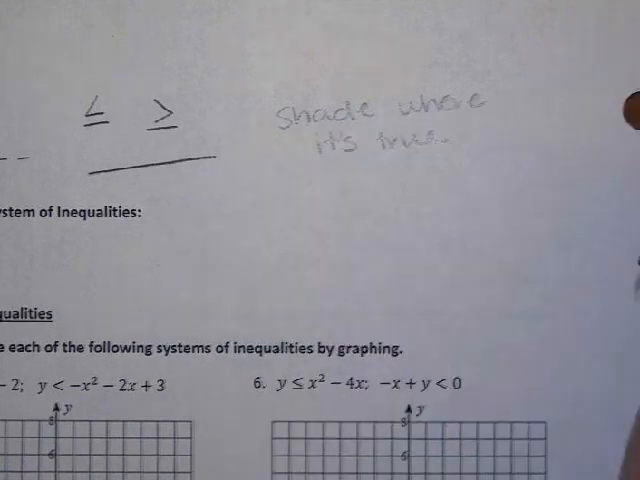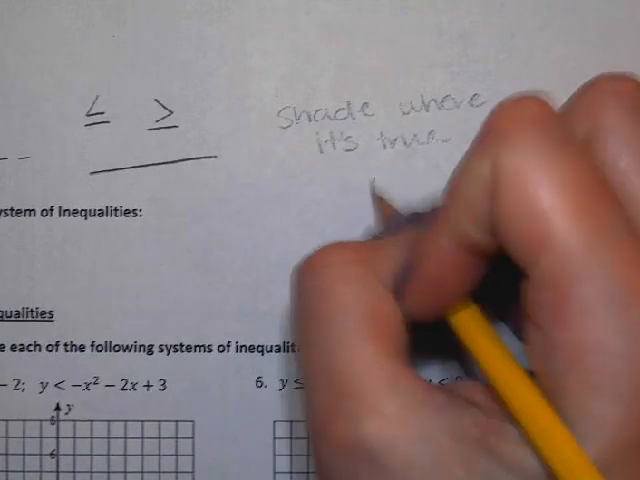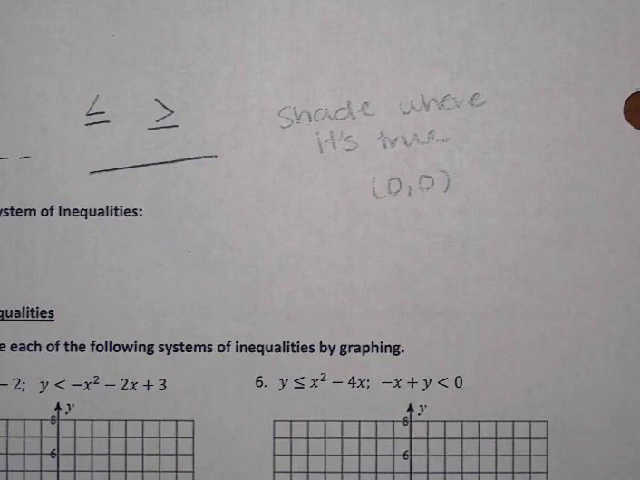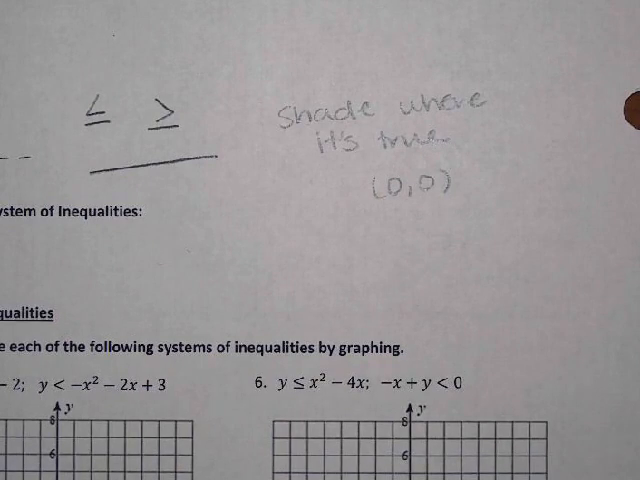Most teachers teach you to plug in the point 0, 0 because we like to be lazy and 0, 0 is the easiest to plug in. But sometimes the line itself goes through 0, 0 and then you have to pick a different point. So really you can pick any point on the graph. It just has to be on one side of the line or the other. And then we're going to shade where it's true.